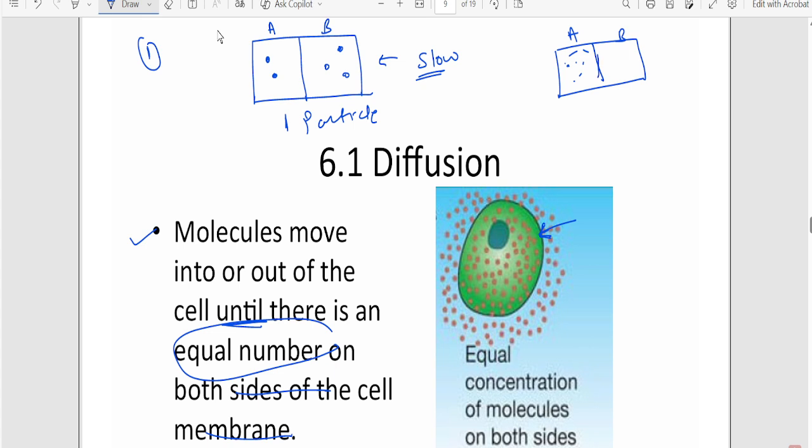But if you see this side, suppose this side we have this many particles, and this side we have two. So the difference as compared to the first one is more, right? So the bigger the difference in concentration, the faster diffusion will occur. So diffusion would be faster in which case? Case 1 or case 2?